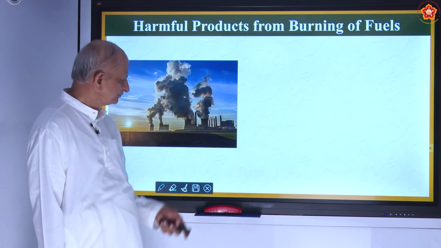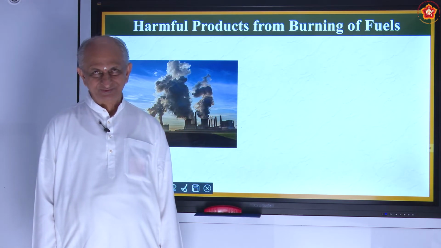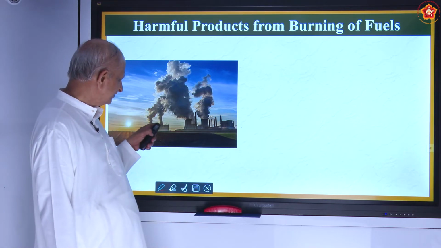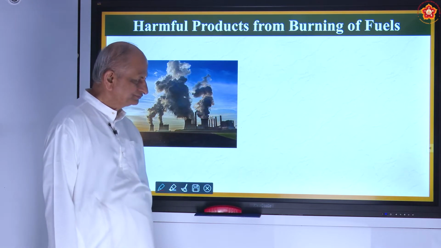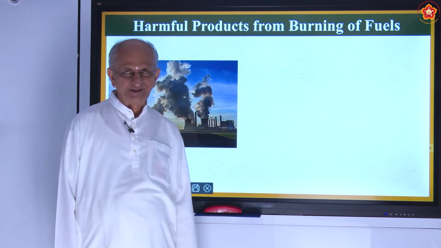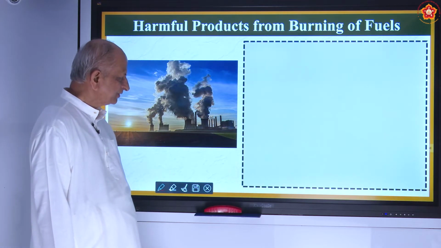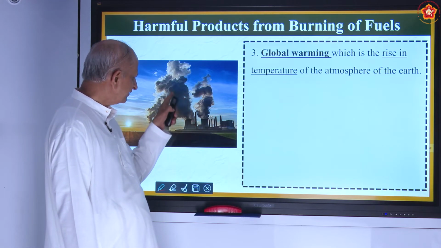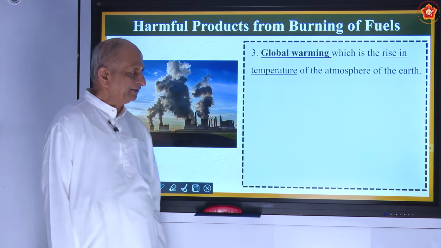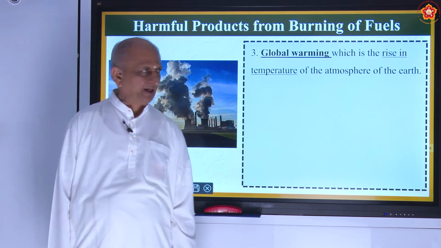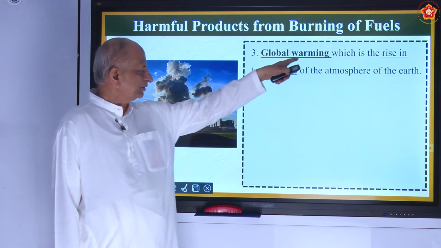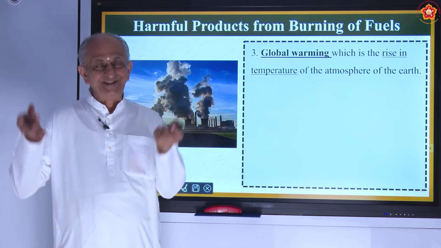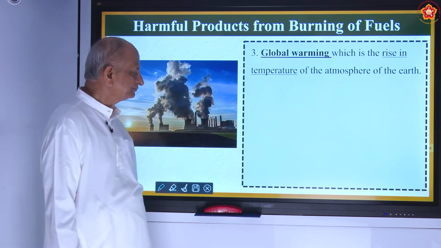What are these? This you can find in Raichur. How many are from Raichur? This is burning of coal for production of electricity. Coal is to be burnt. While burning coal, you have carbon dioxide gas coming out. And what happens if the carbon dioxide is more in the atmosphere? It leads to what is called global warming. What is global warming? Rise in the temperature of the atmosphere.